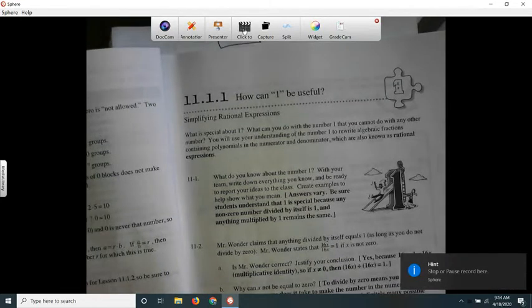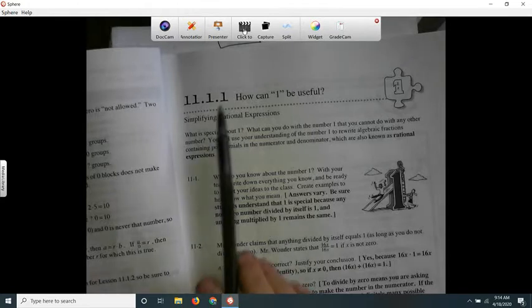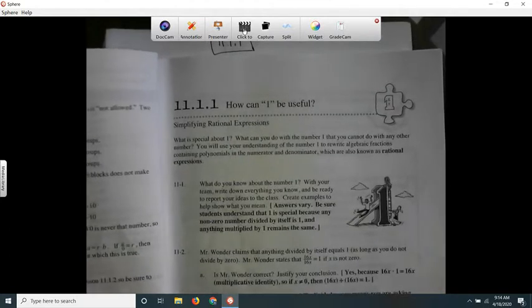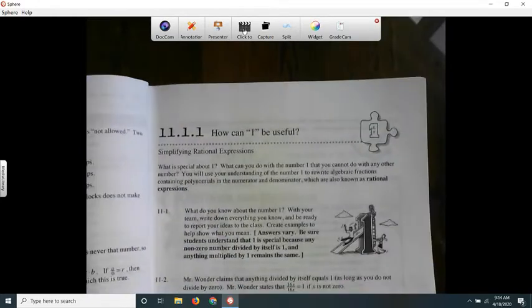Here's Integrated 3. It's chapter 11, lecture 1.1.1, and it says, how can 1 be useful? So basically it's talking about giant ones, if you remember that from other classes that you've been in, and we're going to learn how to simplify rational expressions.